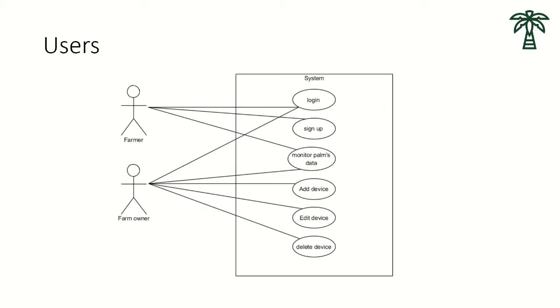Now let's have a look at our system users. We have mainly the farmer and the farm owner. The farmer and farm owner can both log in, sign up, and monitor palm data. However, the farm owner can add, edit, or delete a device.